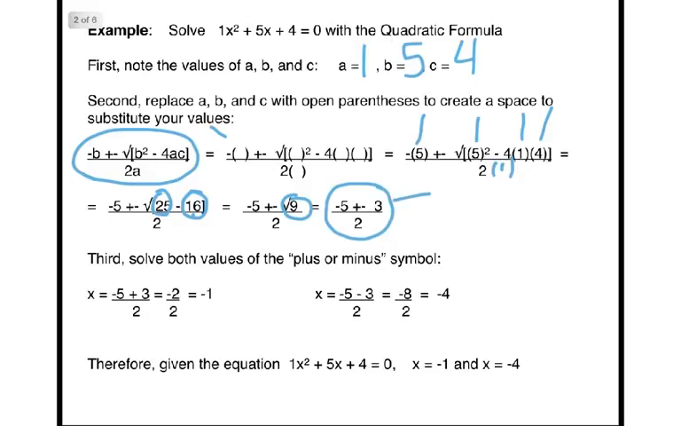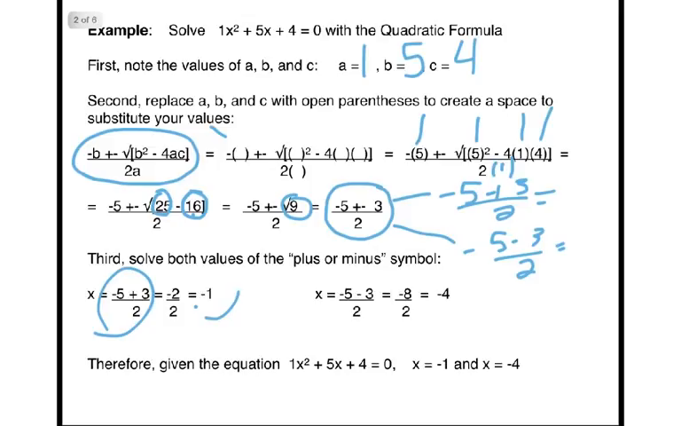I write down negative 5 plus 3 over 2, and then I write down negative 5 minus 3 over 2. And I solve both of them individually, just like I do here. Now I have my two solutions, negative 1 and negative 4. Therefore, given the equation 1x squared plus 5x plus 4 equals 0, if I plug in negative 1, it will indeed equal 0. Or if I plug in negative 4, it will indeed equal 0. You'll want to actually plug in the numbers to check to make sure that it does. That's how you know you have the correct solution.